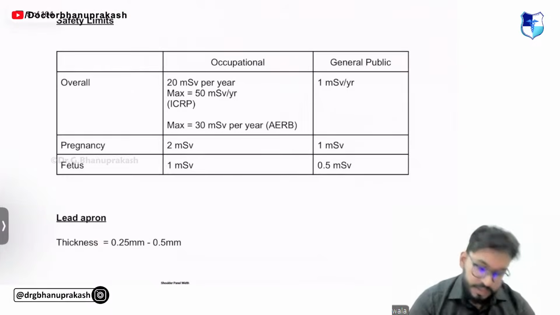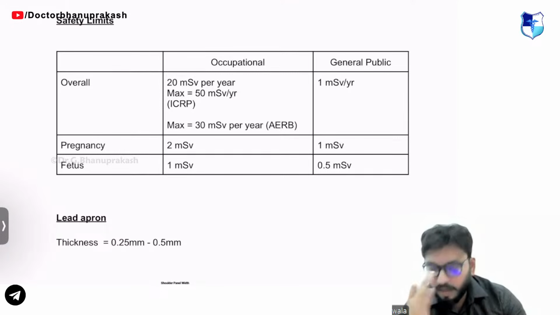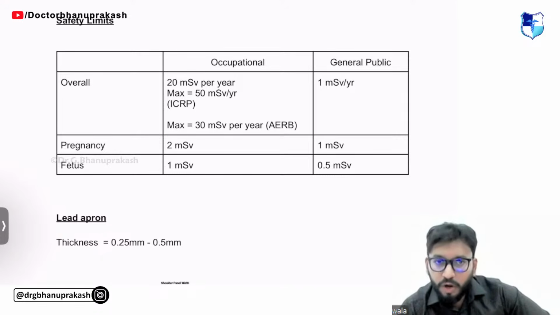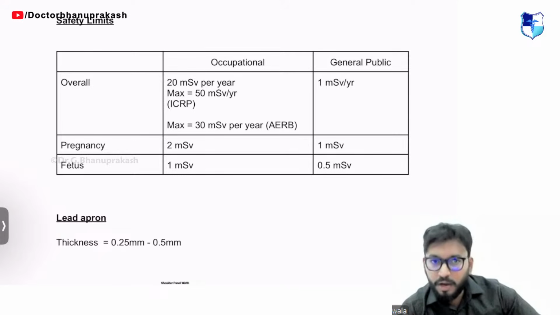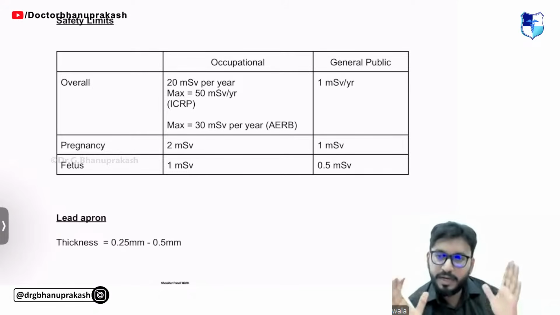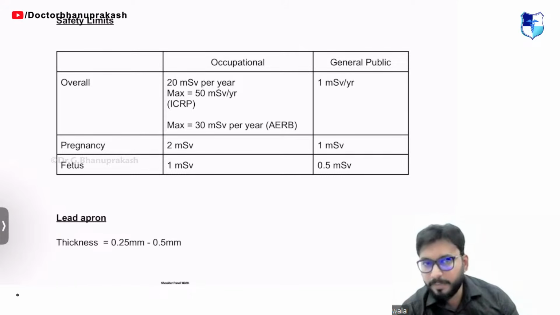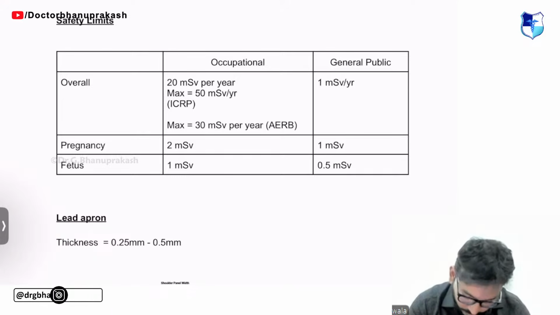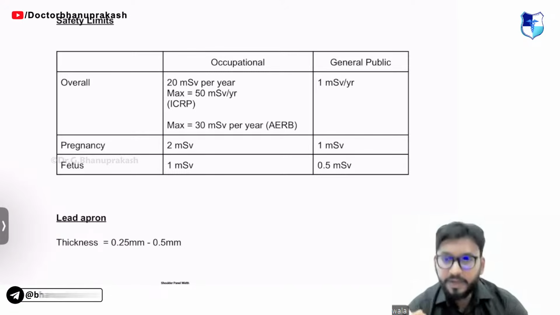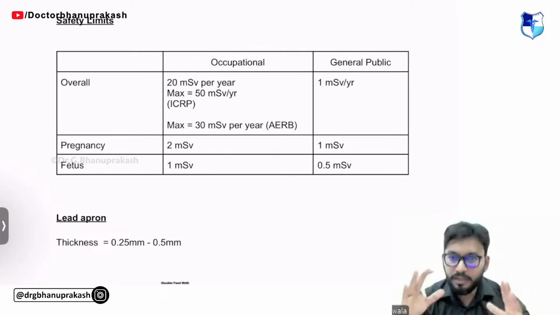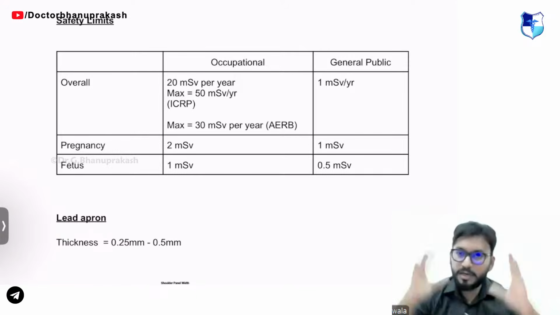Safety limits, guys. A question usually asked is, what is the maximum exposure that you can have? So overall 20 millisieverts per year, such that over a period of 5 years it is 100. So it comes down to 20 per year, but the maximum in 1 year is 50 according to international guidelines, and according to Indian guidelines it is 30 millisieverts per year. You need to remember this, 50 and 30. 50 is international; international is the bigger number. 30 Indian is small compared to international.